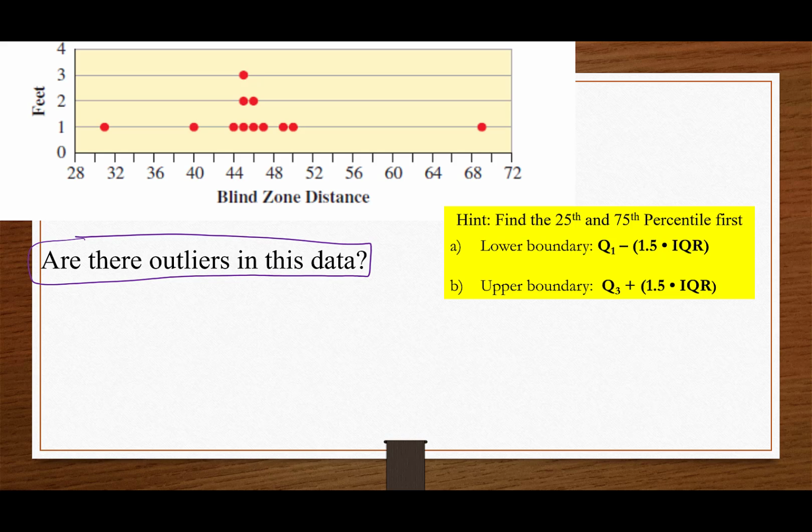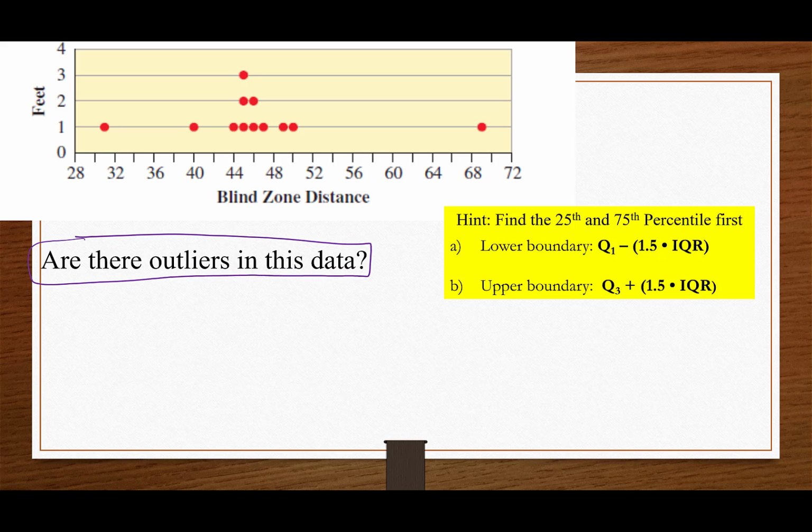And so the first thing I need to do is to split the data in half so that I can identify the lower half from the upper half. Like I said, there was 12. Let me double count that. 1, 2, 3, 4, 5, 6, 7, 8, 9, 10, 11, 12. And so that's going to split into 2 halves, 6 for the lower half and 6 for the upper half.